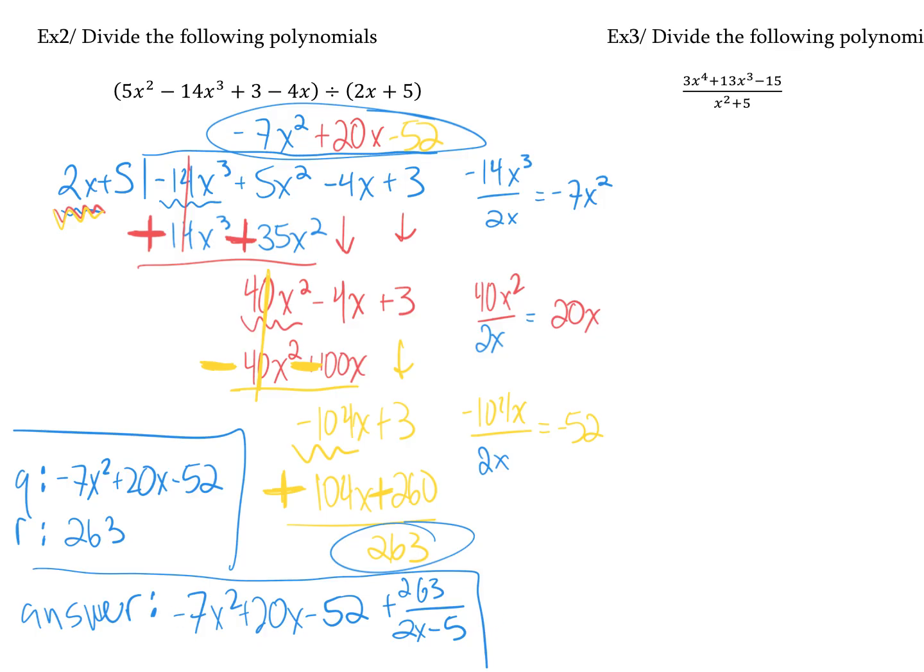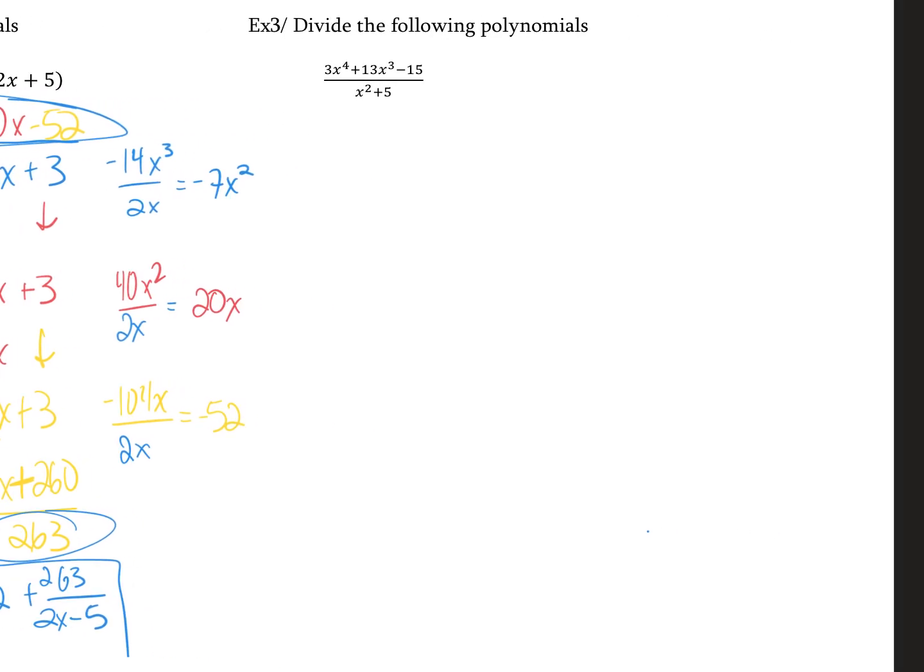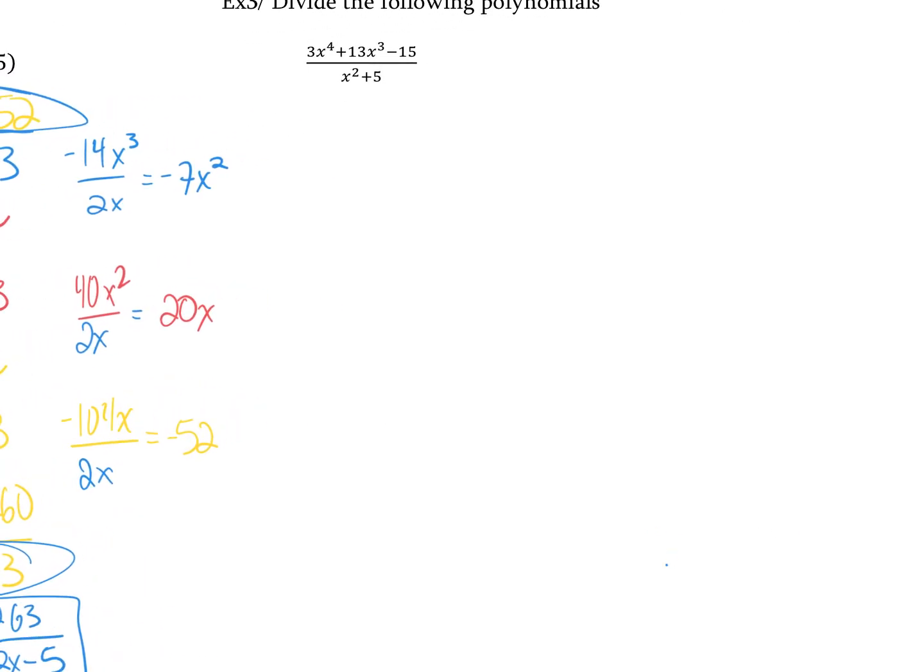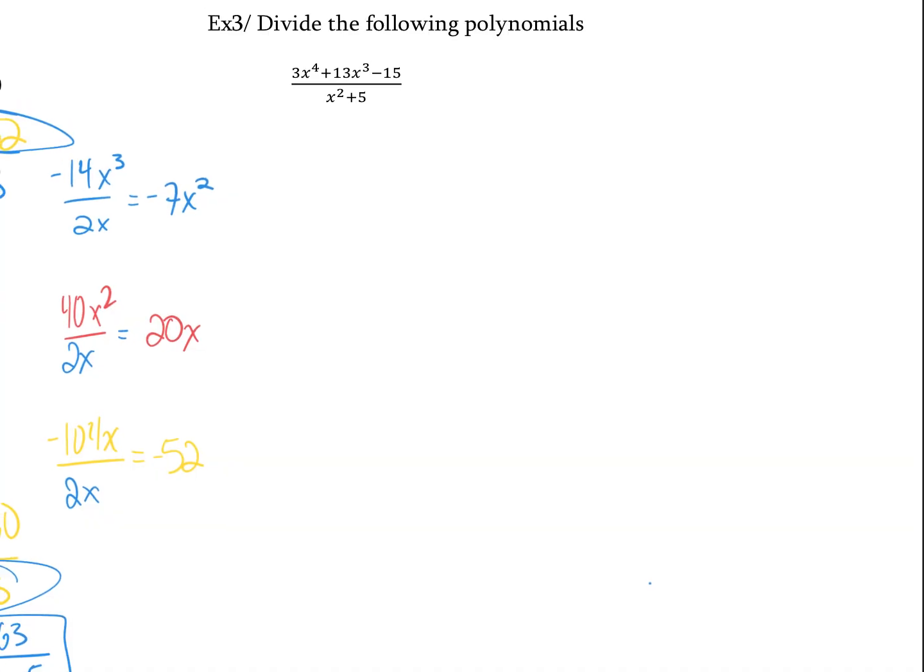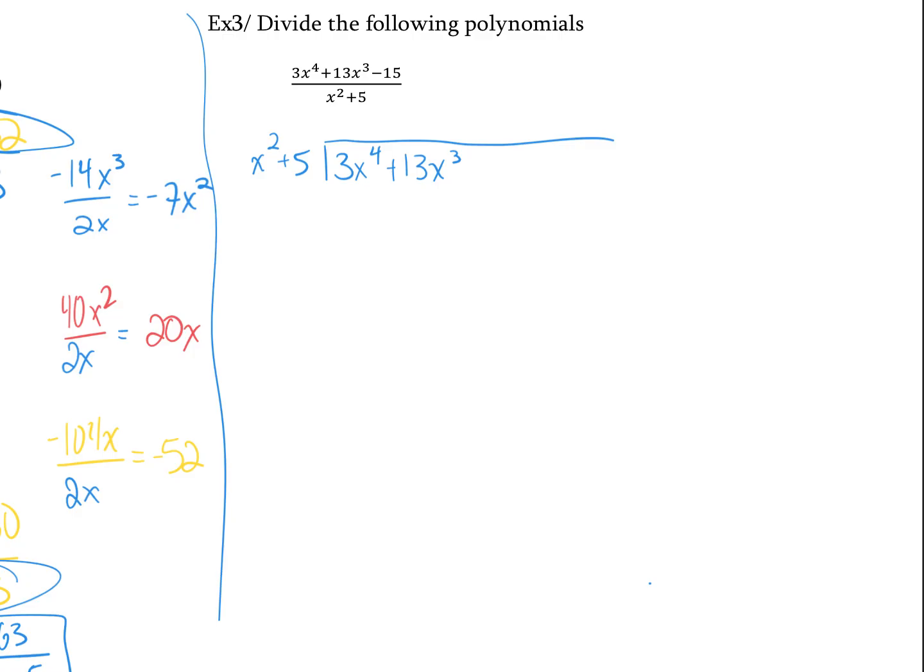Okay, one more example over here with a little bit of extra piece of information that I need to get out there before I pause the video and give y'all an opportunity to try this. With this one, you can see that we have x squared plus 5. That'll go outside. And then what goes on the inside is 3x to the 4th plus 13x cubed. And way over here, I'm going to write minus 15 for no reason whatsoever.